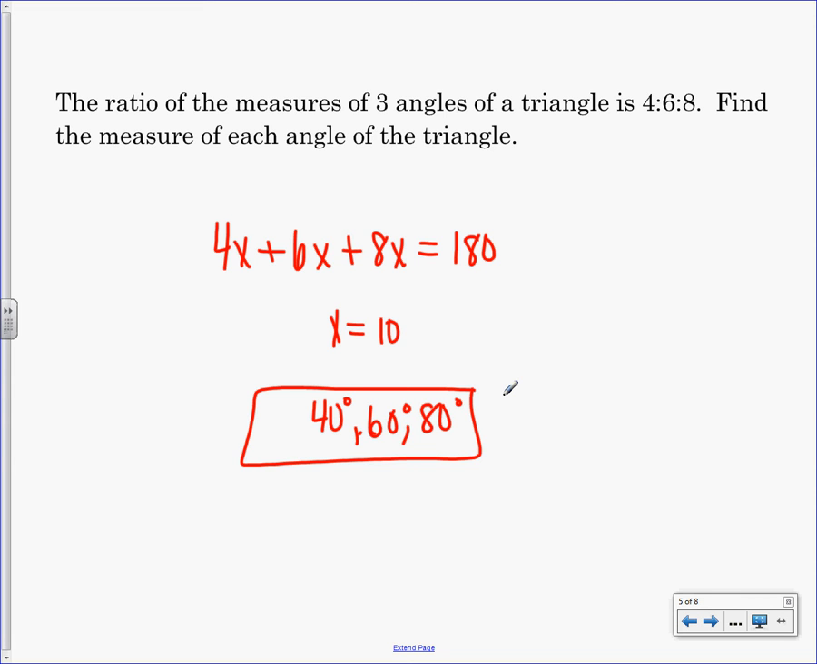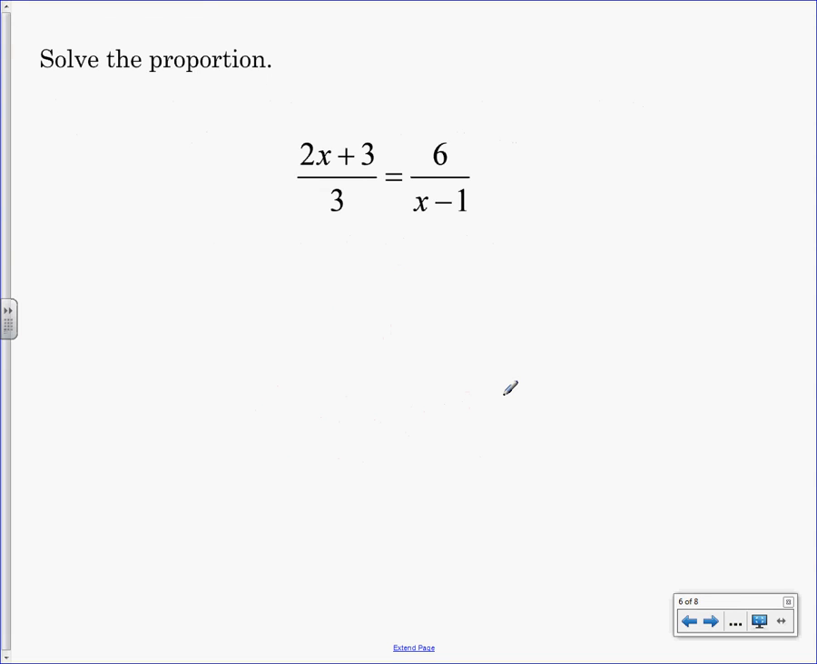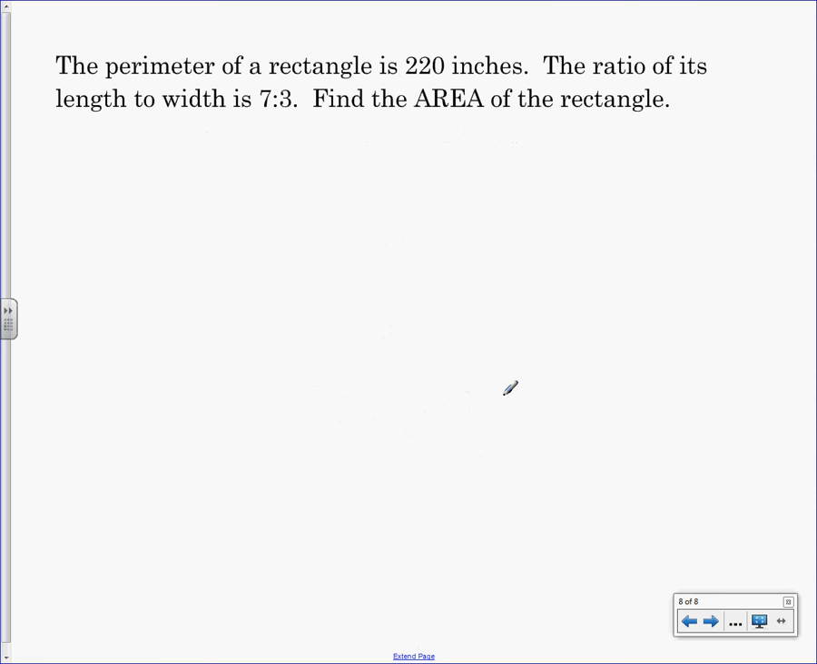Let's go ahead and do number 35 next, because that kind of goes with what we were just doing, okay? So jump to 35, please. All right. The perimeter of a rectangle is 220 inches. The ratio of its length to width is 7 to 3. Find the area of the rectangle. So we're going to start it like all those other ones before, but this time they said perimeter of a rectangle. So what is the formula for the perimeter of a rectangle? Say it again. Yeah, 2L plus 2W, right?